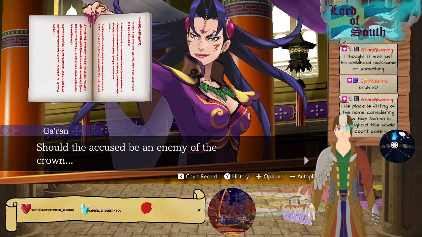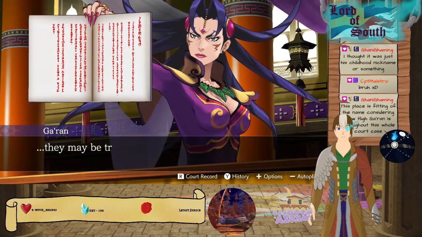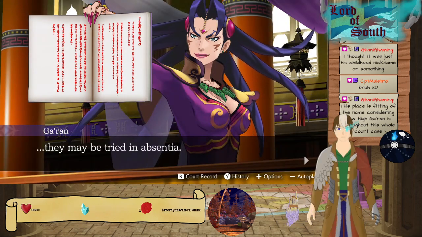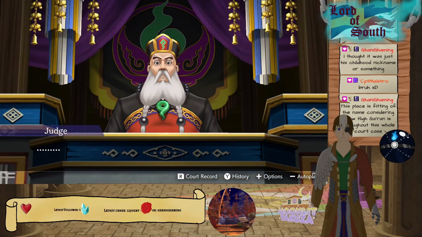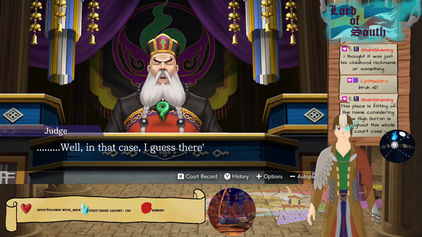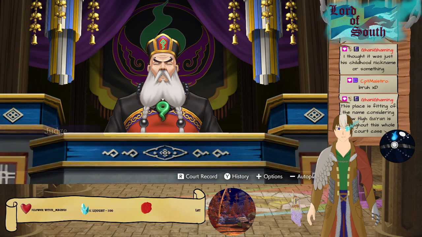As ruling sovereign of Khorrain, I proclaim the following. Should the accused be an enemy of the crown, they may be tried in absentia. Well, in that case, I guess there is no problem with proceeding.